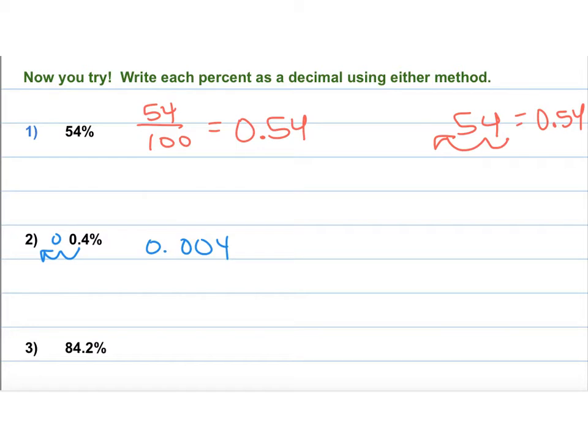Next one, 84 2/10%. Again, I prefer just moving the decimal, especially when there's already decimals in the number like this. So I start where the decimal is, and then from there, I move 2 spots to the left. So 842 thousandths.